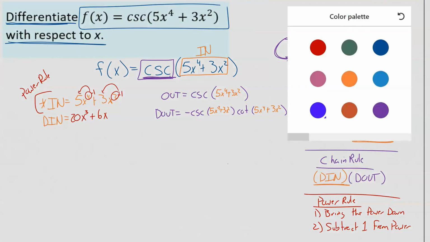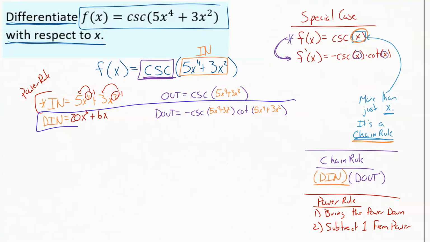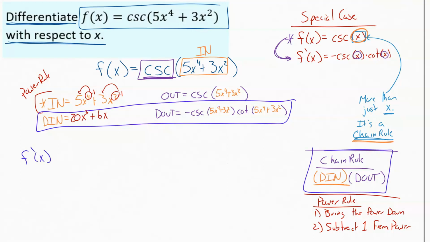Now that I have both of my pieces, my ingredients as I like to call them, I am ready to follow my chain rule recipe to get my final answer for the derivative. So my final answer for the derivative is going to be f prime of x equals d in. So we go grab the derivative of the inside. 20x to the third plus 6x. And then we're going to multiply that by the derivative of the outside.